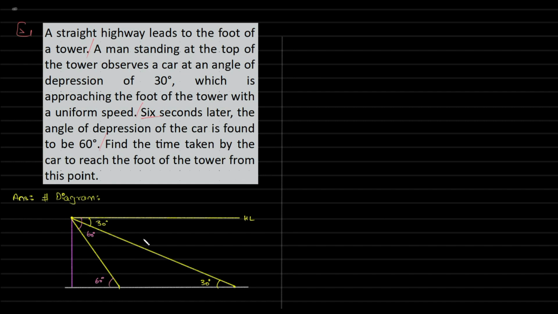Okay. Then 6 seconds later, that is from this point to this point. Let me name it. Let's call it A, B, C, D. Yeah, that makes sense. C to D is taking 6 seconds. Okay. Find the time taken by the car to reach the foot of the tower. From this point, how much time will he take? Obviously, lesser than 6 seconds. It makes sense, no? It's very close.